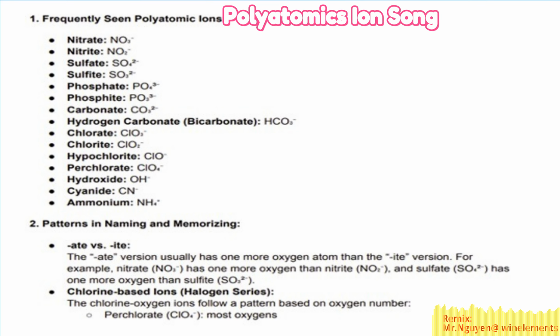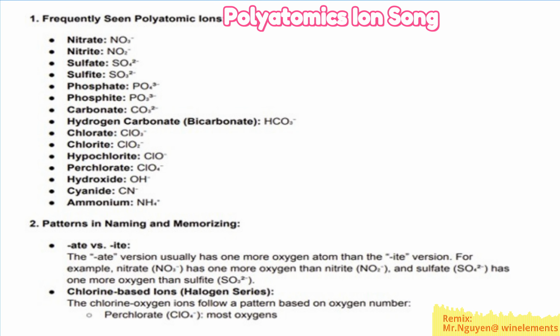Polyatomic ions, learn the names. Nitrate, sulfate, they're in the game. Phosphate, hydroxide, cyanide too. Ammonium, carbonate, we got you. Ate has one more O than ite. Perchlorate's most, hypo's least in sight. Patterns help you memorize. Polyatomic ions simplify.